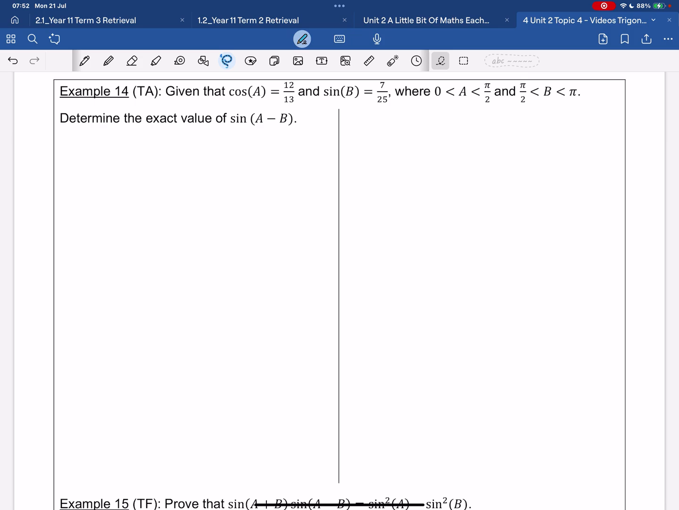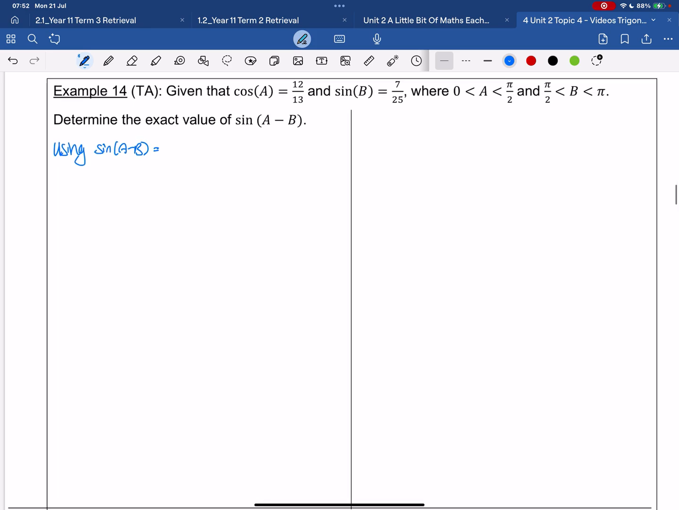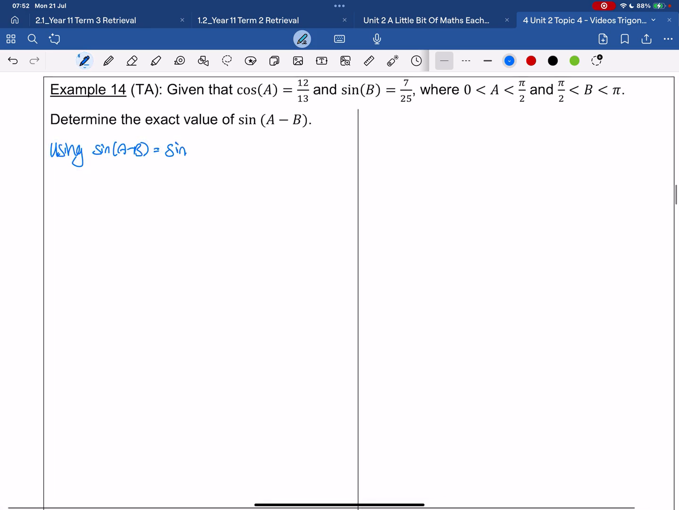Let's go to our formula sheet and we see that we have an angle sum identity that looks like this. So sine of A minus B is equal to sine of A cos of B minus cos of A sine of B. And if I have a look, I have got cos of A and I've got sine of B. What I'm still looking for is sine of A and cos of B.